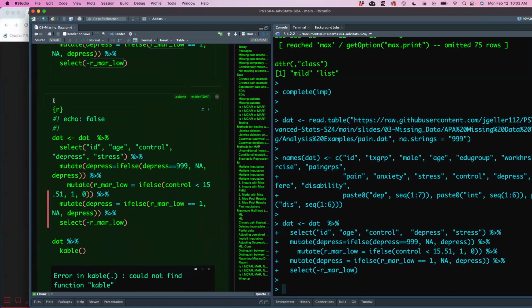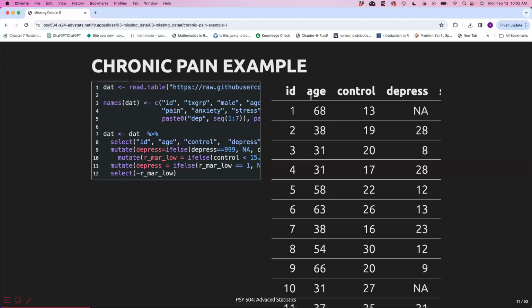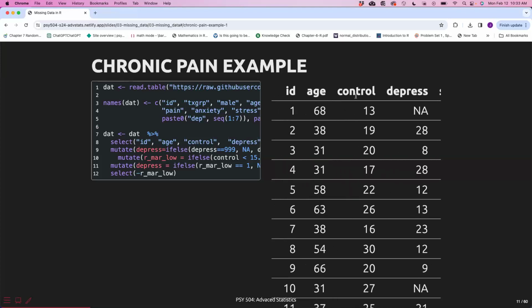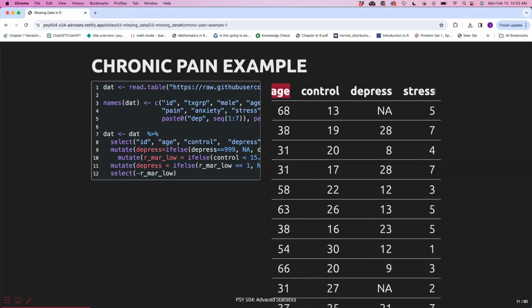So let's go ahead, and if we just run the data, you should get something that looks like this, a data frame. So I've included some other variables too, just because depression on control is kind of not a lot. So I've also added things like age, and I've also added stress. But I want to highlight that in R, missing data are usually denoted by NA. So we see here on depression, we have NA scores here.